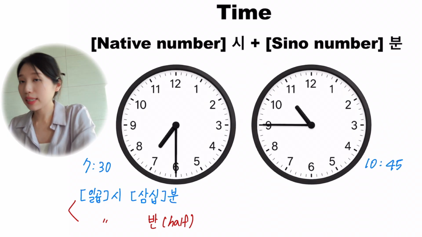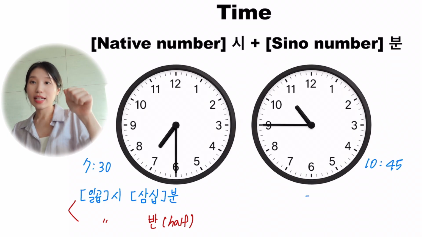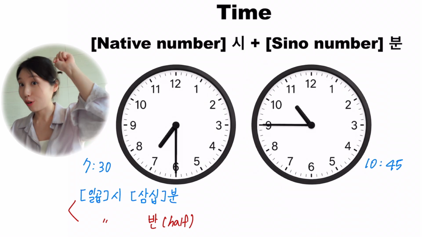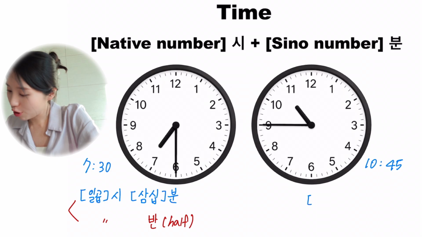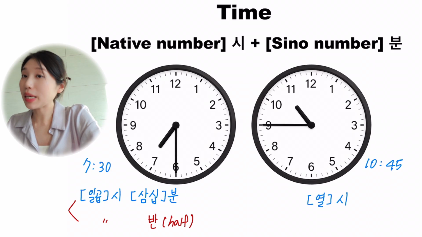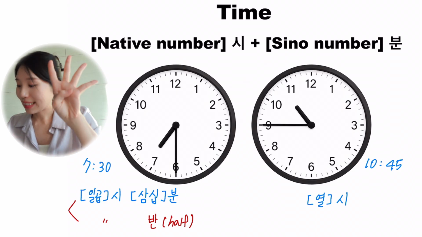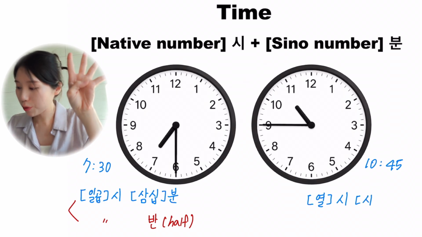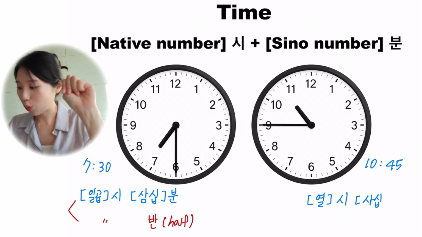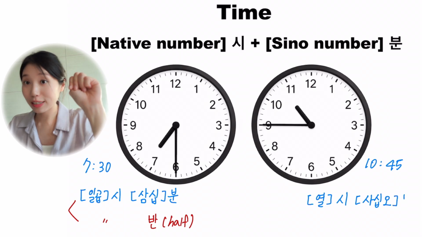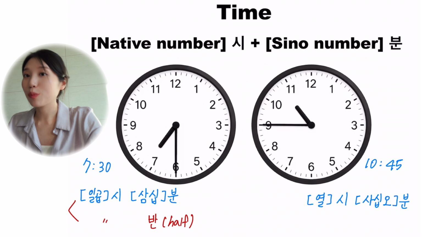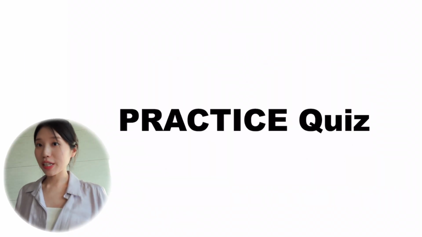Okay. And this one is 10:45. So first, 10 in native Korean numbers: 하나, 둘, 셋, 넷, 다섯, 여섯, 일곱, 여덟, 아홉, 열. Right? 열. And the hour unit 시. And 45 in Sino Korean number: 4 tens, 40, and 5. 45, and the unit of minute is 분. So 10시 45분.